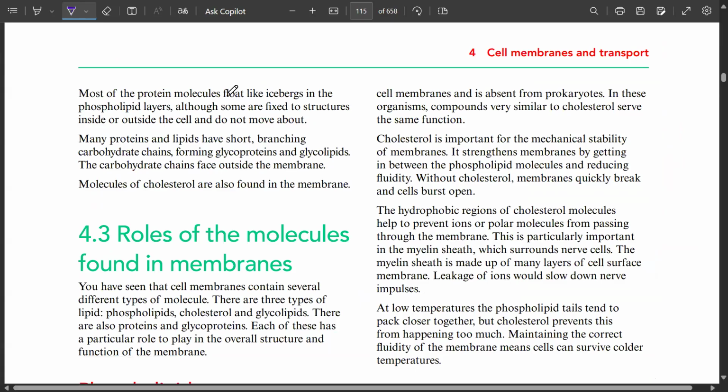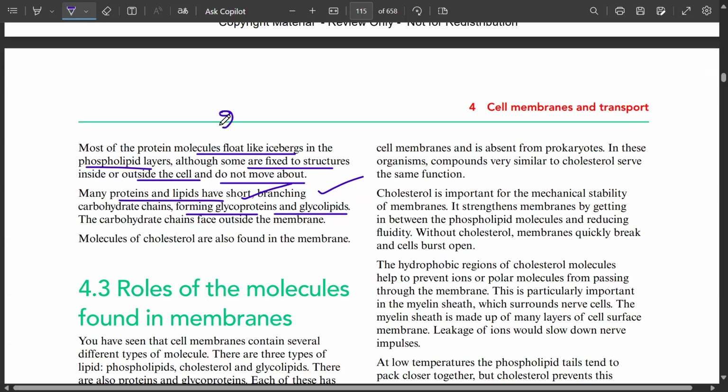Most of the protein molecules float like icebergs in the phospholipid layers, although some are fixed to structures inside or outside the cells, and some do not move about. Many proteins and lipids have short branching carbohydrate chains forming glycoproteins and glycolipids. They have a very important role in cell signaling.